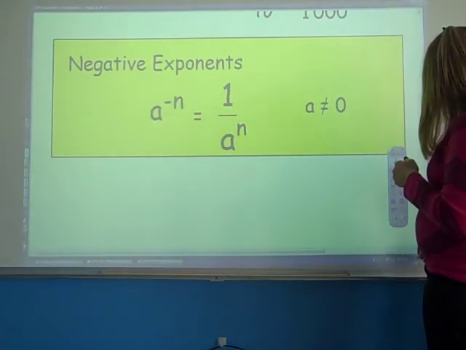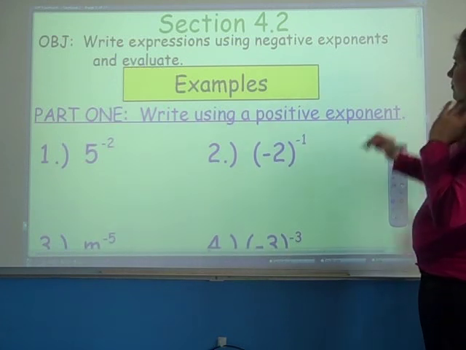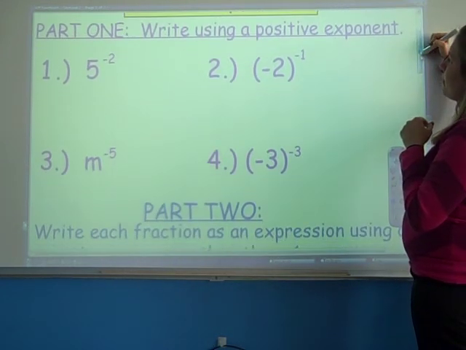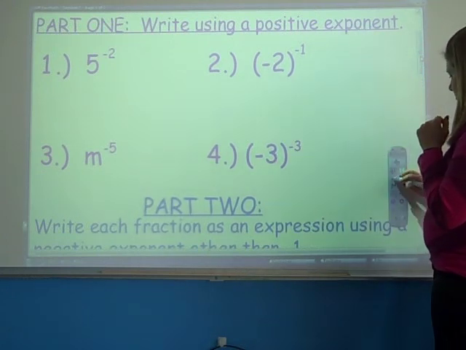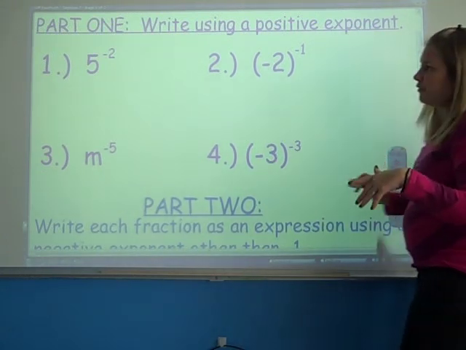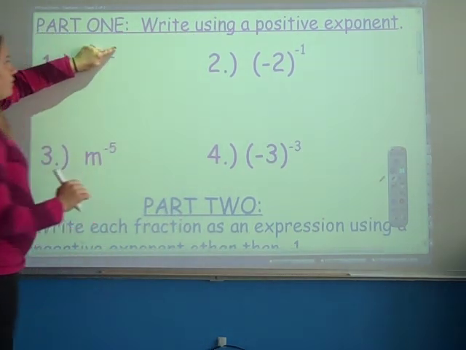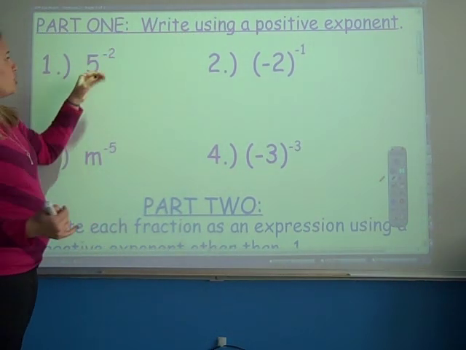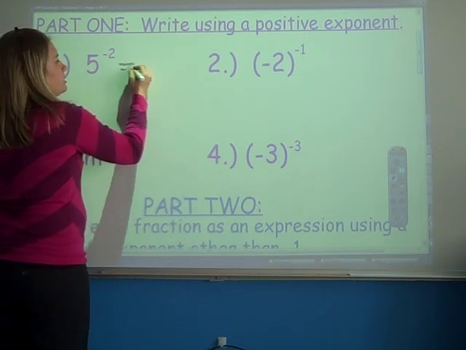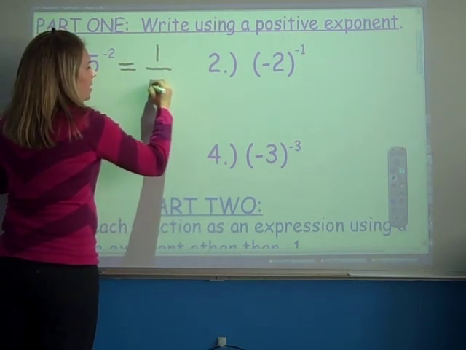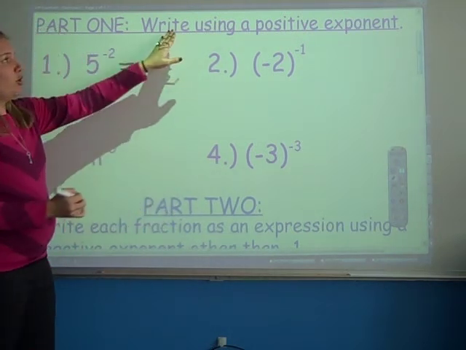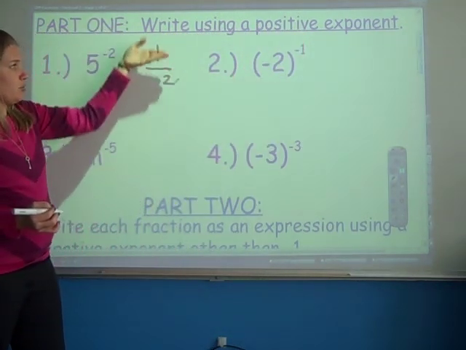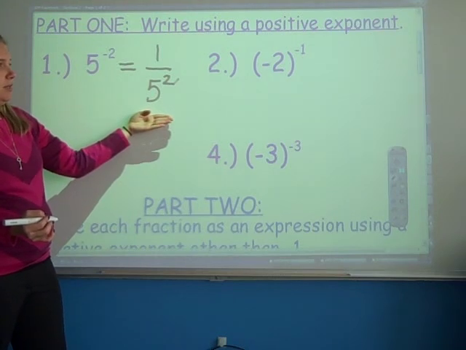Okay, so let's look at some examples. Part 1: write using a positive exponent. They don't want you to evaluate any further. So I need to get rid of this negative 2. Well, I just told you in that rule, all you have to do is put this in the denominator. This means 1 over 5 to the second power. All we have to do is write using a positive exponent. We do not have to evaluate this. So 1 over 5 squared.